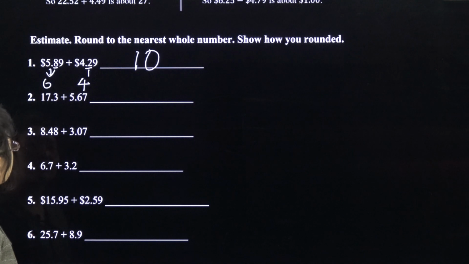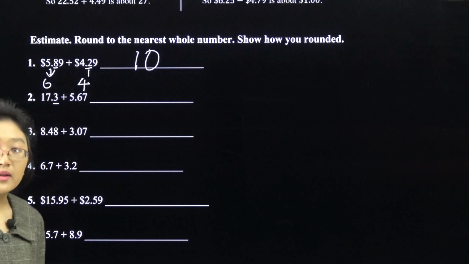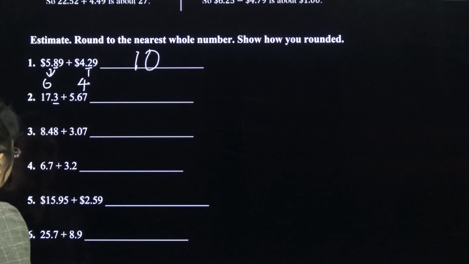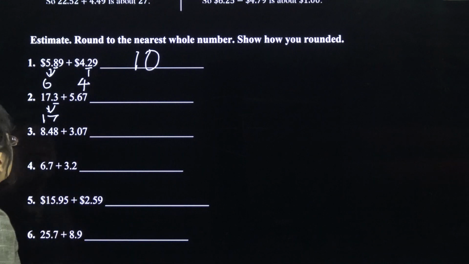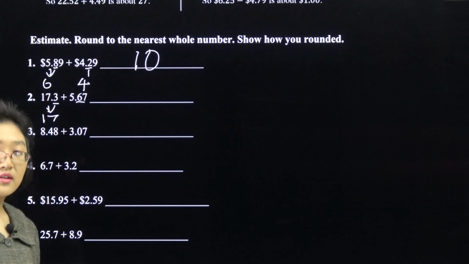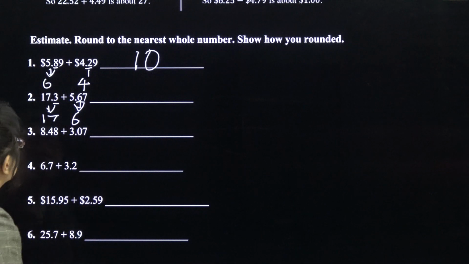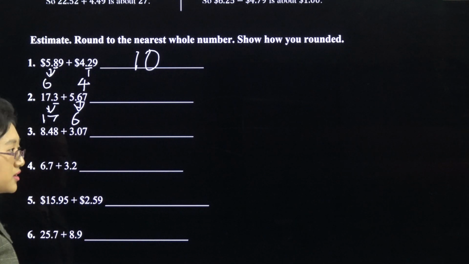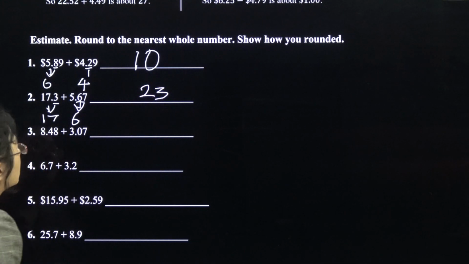17.3 plus 5.67. Okay. 17.3. 3 is in the tenths place. Is 3 smaller than 5? Yes. So we round down to 17. 5.67. 6 is in the tenths place. Is 6 bigger than 5? Yes. So we round up to 6. And we get 17 plus 6, which is equal to, well, 23. That would be an estimate. And we move on.